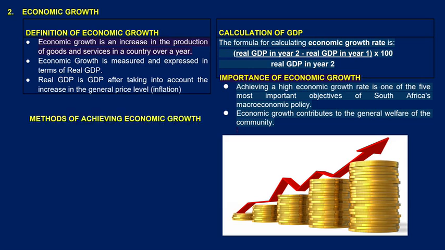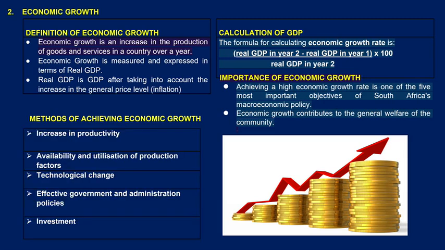The methods that we can use in achieving economic growth. The first one we look at there is the increase in productivity. Now, when you think of the term productivity, here we refer to the efficiency of your factors of production. Okay? So increase in productivity means that more production is produced with the same amount or less input than before, right? So it is taking your factors of production and just using it more efficiently.